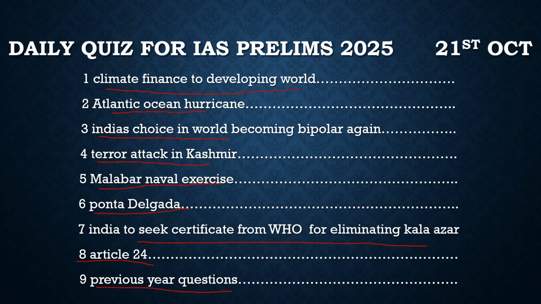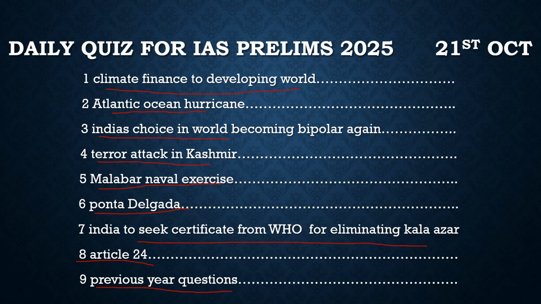If you possess these two conditions, the first one, the most important, under one case per 10,000 for consecutive 3 years, then you will be granted the elimination certificate for Kala Azar. And India, for the last 2 years, has been continuously working on this, and we are getting under one case per 10,000 for the last 2 years. So with respect to that, India will apply for the elimination certificate of Kala Azar under WHO.